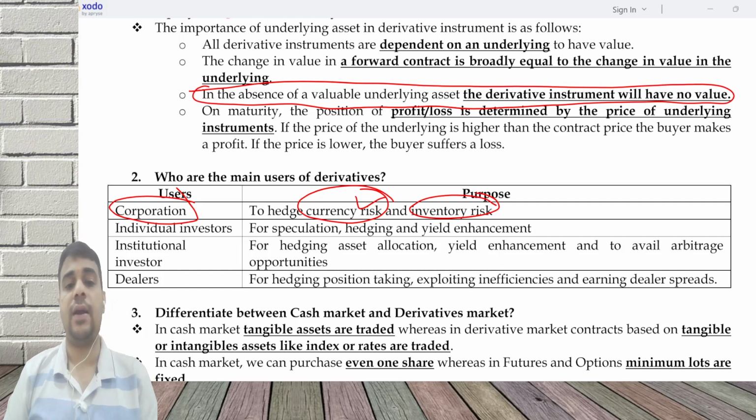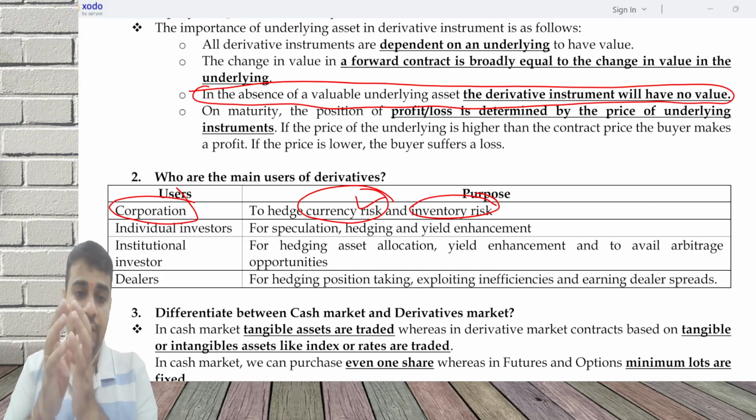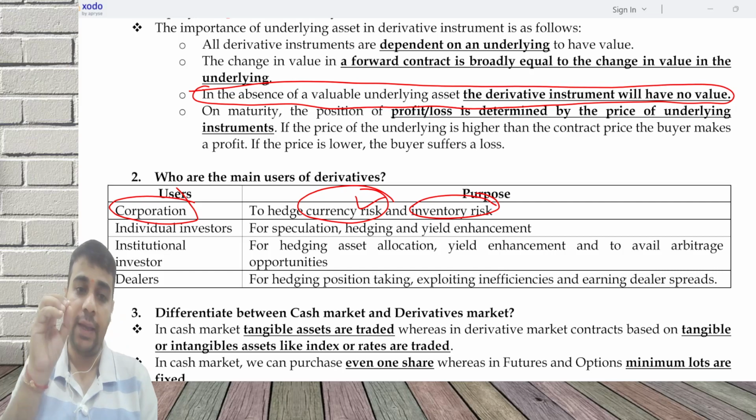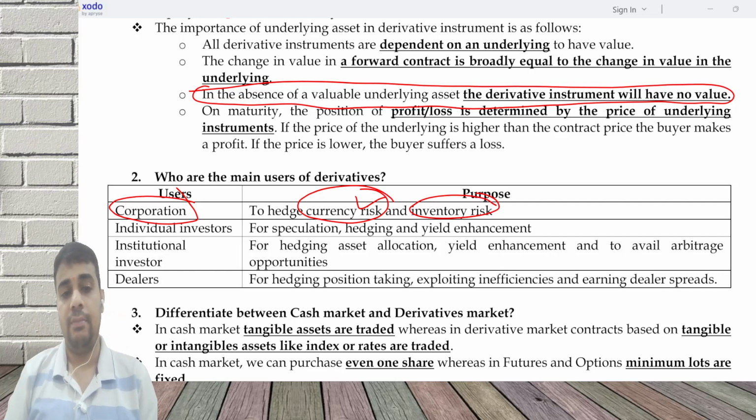In the futures market, we have a concept of minimum lot size. You cannot buy less than that lot size which is fixed. You will have to buy that minimum lot size which has been fixed.